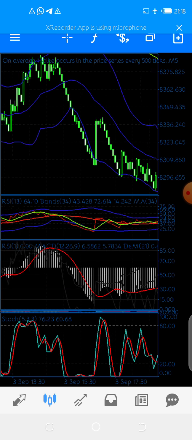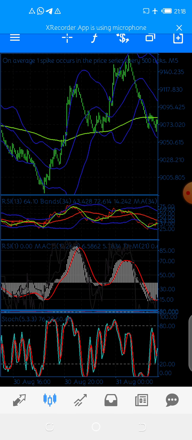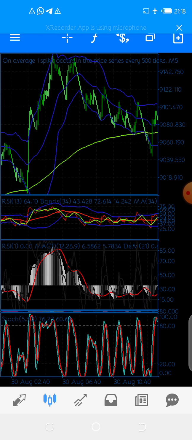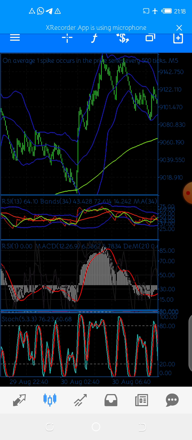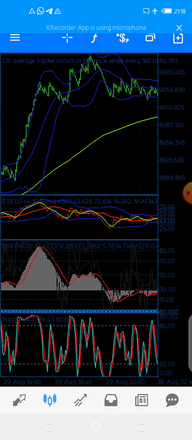Let me try to squeeze in so that you can see more. Whatever is up there, that green line, is the exponential moving average 200. So how do we do this? For best results, do it on M5.